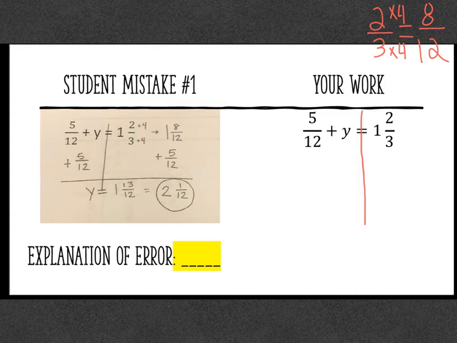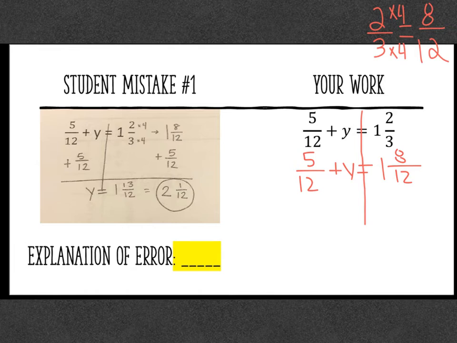So I'm going to rewrite this whole problem with new common denominators. So I have 5/12 plus y equals 1 and 8/12. So now I have common denominators. Now I can start to solve this problem. Remember, whatever operation I see, I want to do my inverse operation. So right now I see addition, so I'm going to be doing subtraction.